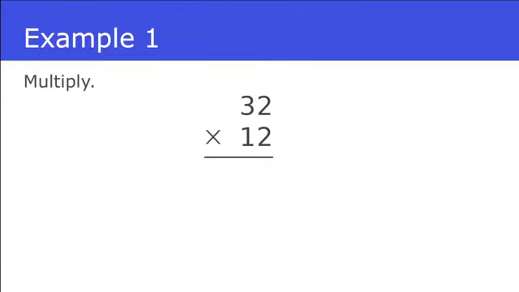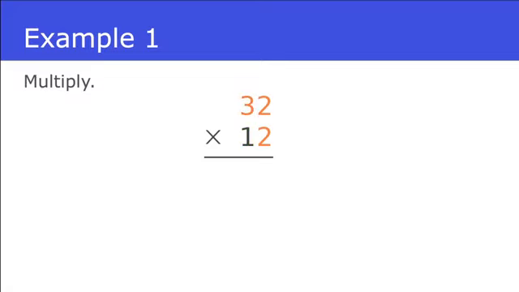First, we see that the numbers in our multiplication problem are stacked vertically, with one number on top of the other. We always want to make sure that we have the digits in the tens place and the ones place lined up. 12 is a 10 and two ones, so we are going to multiply 32 by each of those parts separately. We can start by multiplying 32 by the two ones.